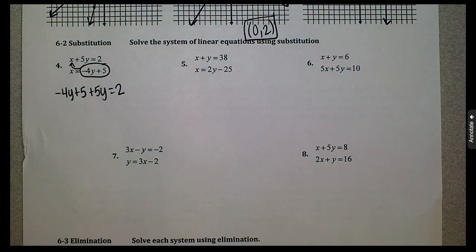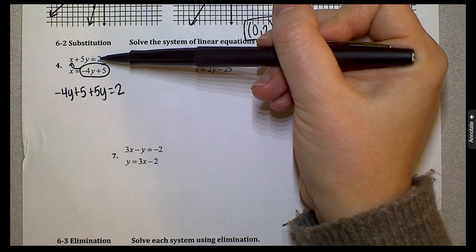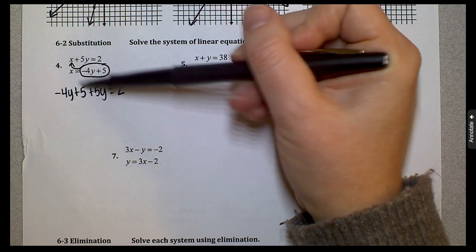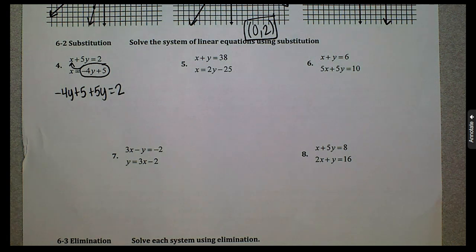So just take a second and visualize. I basically rewrote this top equation. The only difference is now that x is getting replaced with negative 4y plus 5, and then I just fill in the equation around that. The reason we do that is now we have one variable, we can actually solve it, and once we solve it, we can use it to find our x.